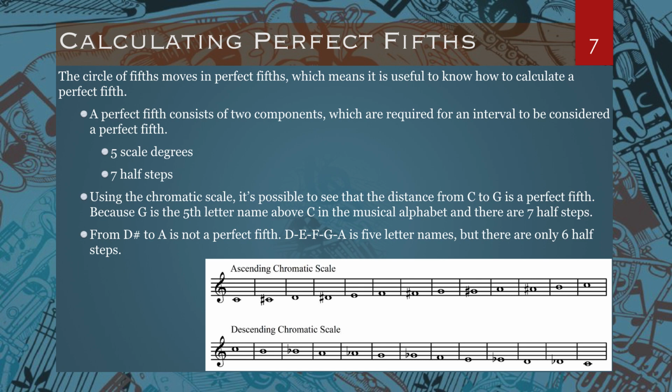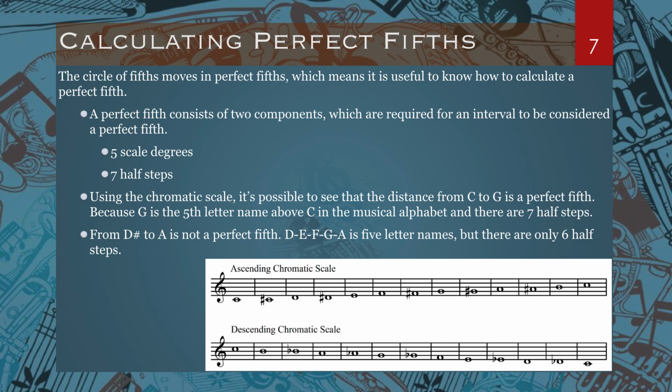Okay, so you should have figured out the answer by now, and now you're continuing the slideshow. So starting on B, we have to count up 5 scale degrees. So B, C, D, E, F. So we now know that B to F is some sort of fifth, but we have to figure out if it's a perfect fifth. So now we have to count up 7 half steps. So B to C is 1 half step, C to C sharp is 2, C sharp to D is 3, D to D sharp is 4, D sharp to E is 5, E to F is 6, and then F to F sharp is 7.